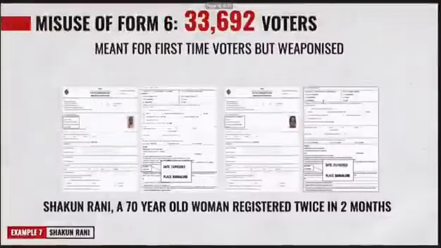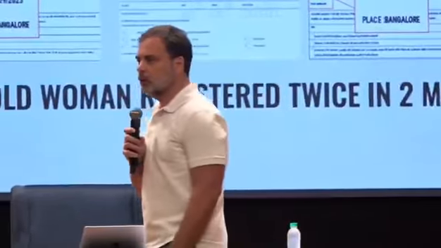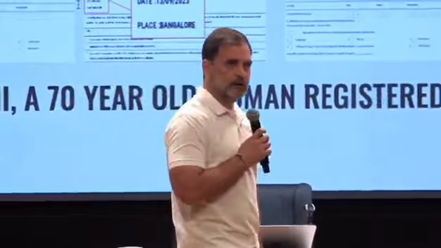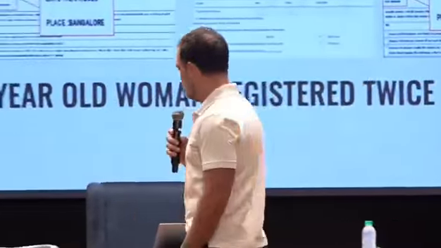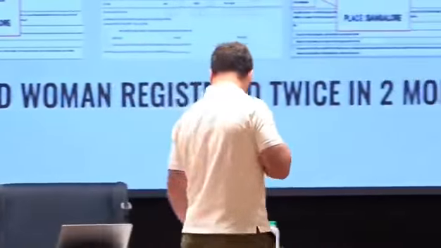And now we come to the most interesting, which is really where the game is played. You've heard that new voters vote for the Prime Minister. You've heard that said, right? Suna hai na? New voters, young voters like to vote for the Prime Minister. Now I'll show you how. So there is something called Form 6.